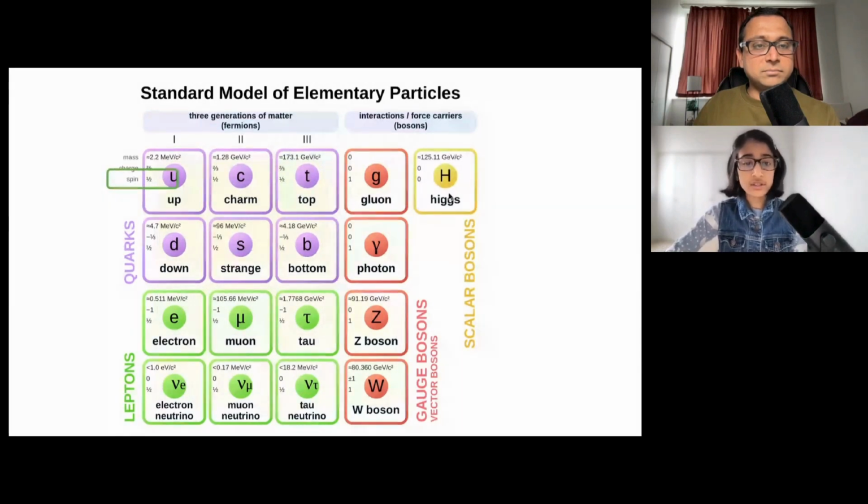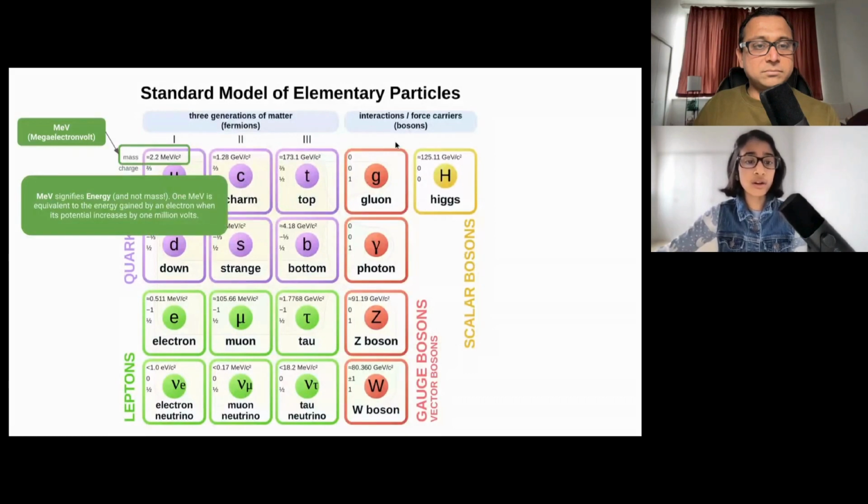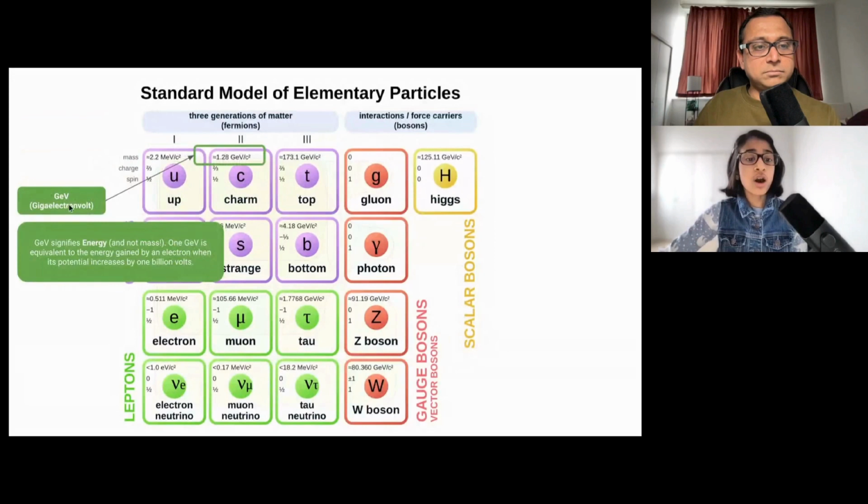So now the mass. The mass is a little more complicated. So over here it says MeV, which stands for mega electron volt. The mega electron volt signifies energy, not mass. 1 mega electron volt is equivalent to the energy gained by an electron when its potential increases by 1 million volts. But over here it says GeV, which stands for giga electron volt. A giga electron volt also signifies energy and not mass. So 1 GeV is equivalent to the energy gained by an electron when its potential increases by 1 billion volts, not 1 million, 1 billion volts.